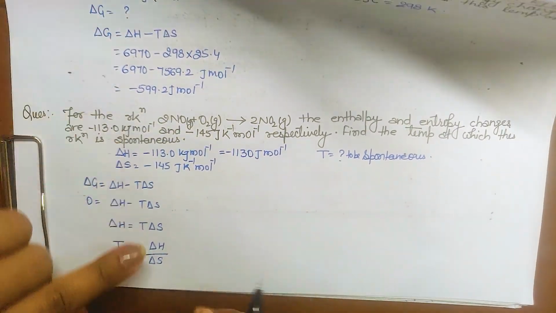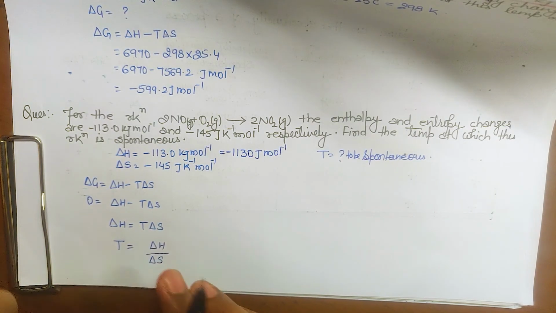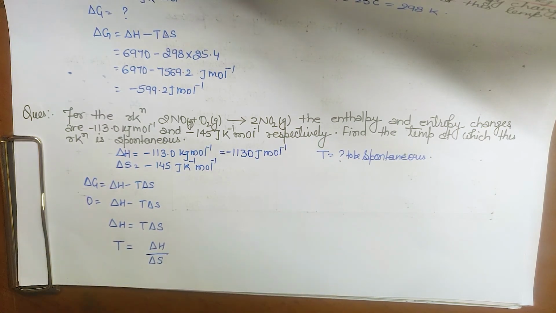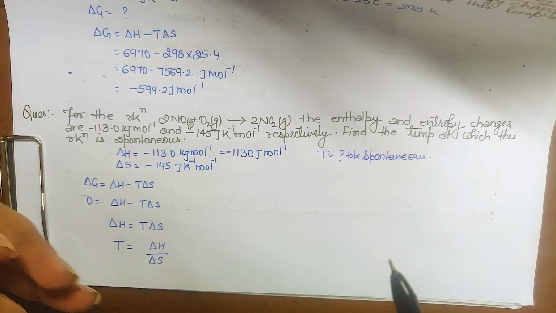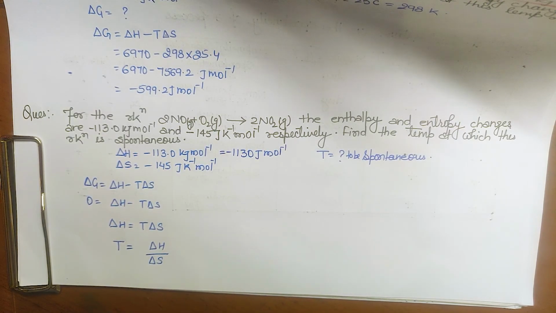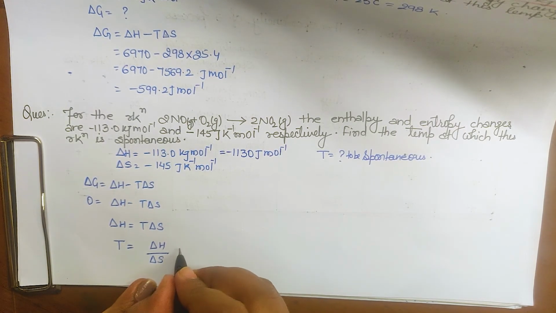Yes, so whatever temperature we get will be the threshold, because at this temperature that we will calculate, the reaction is at equilibrium, it is not going to move anywhere. But if we increase the temperature more than that, then the reaction will move. So delta H is given here.